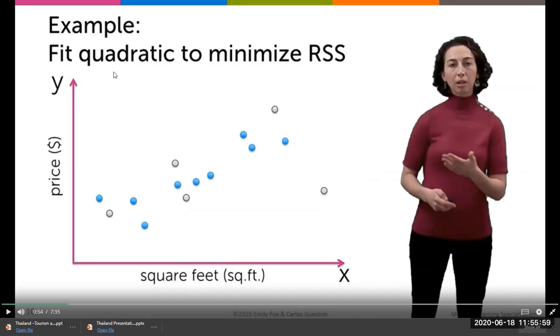Quadratic, which means what? Second degree polynomial. That's right, it's a second degree polynomial. So she's going to try and fit a quadratic, or a parabola, to this. And how is she going to do it?